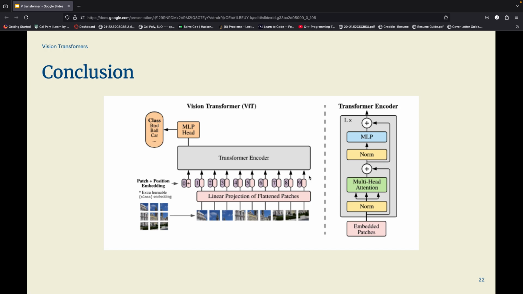And I can see that for different tasks, if you had a large data set, then you would use transformers, but if you had a smaller data set, you would use convolutional neural networks.